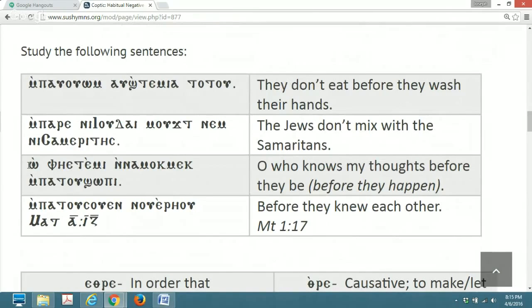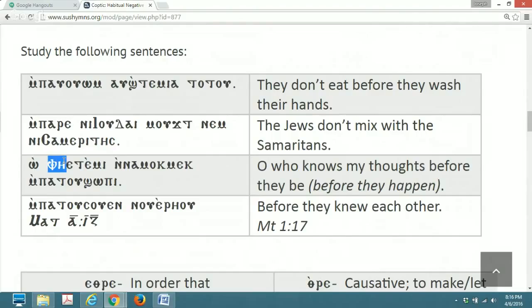Okay, then we're going to take another couple of examples here. Ofiet emi in namokmek empatu shopi. O, it's just a vocative, so just like in English it means O. And then fiet, remember it's the further demonstrative with the relative.